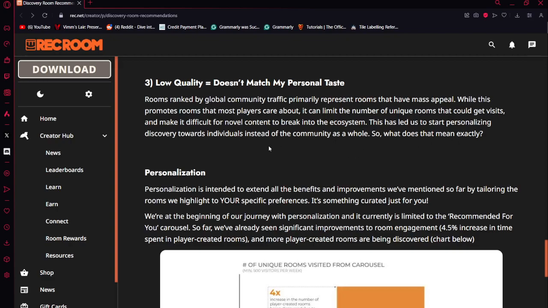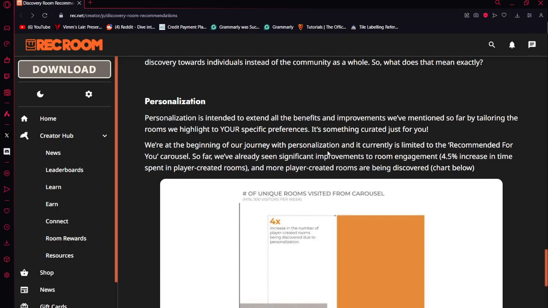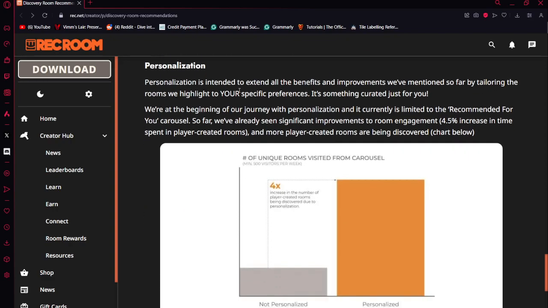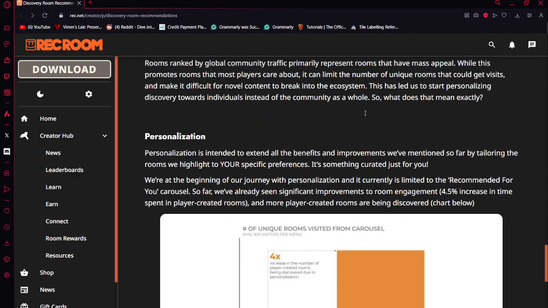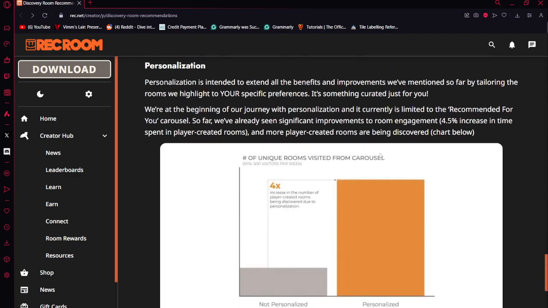Make it difficult for novel content to break into the ecosystem. Let us personalize discovery towards individuals instead of community. So, what exactly does that mean? It is intended to extend all the benefits and improvements we've mentioned by tailoring the rooms we highlight to your specific preferences. Curated just for you. Yeah, that's what I was talking about earlier too.